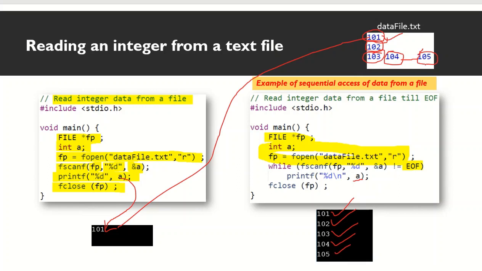So after 105, it represents the end of file. So this portion, actually there will be an end of file character. So when it reads the next item, it is equal to end of file. So it will exit the while loop, and at the end we will use fclose fp for closing the file. So in this way we can read integer data from a text file. In a similar way we can have floating point numbers also.